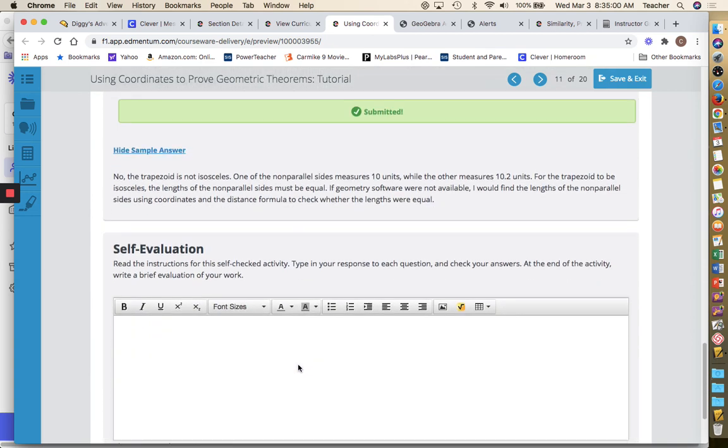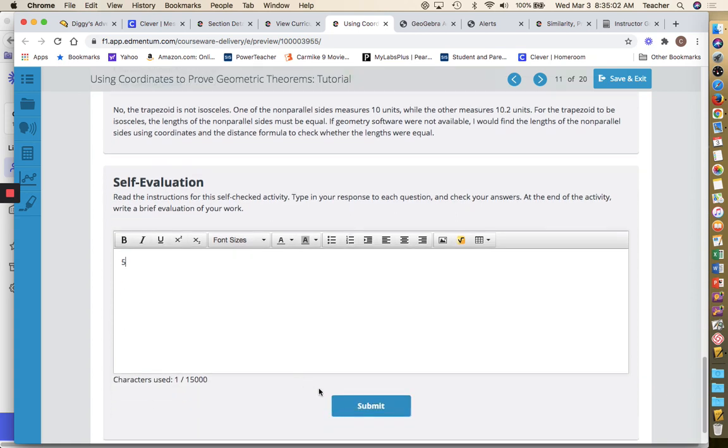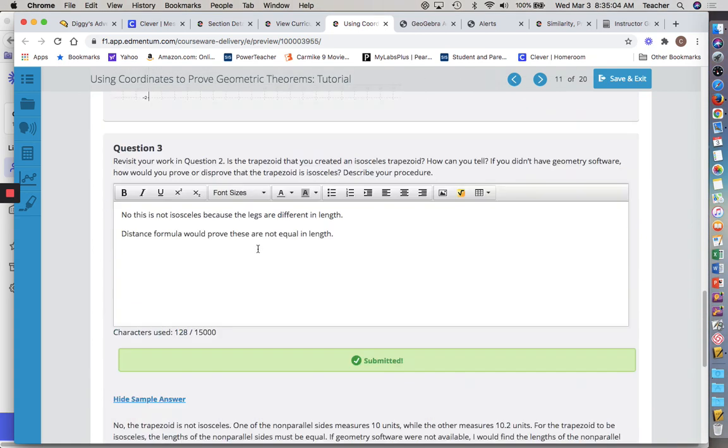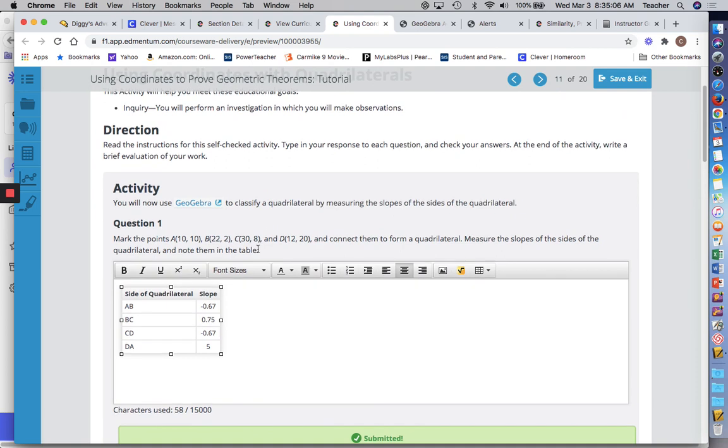All right. Oh, self-evaluation. All right, sweet. All right, so this is not an isosceles trapezoid. It was a trapezoid because two of the sides had the same slope.